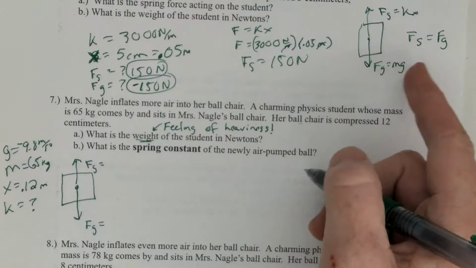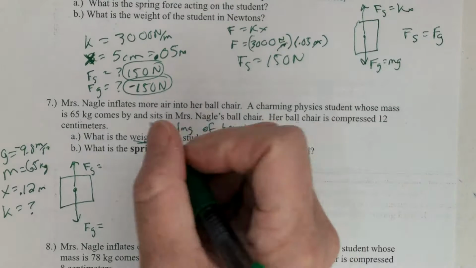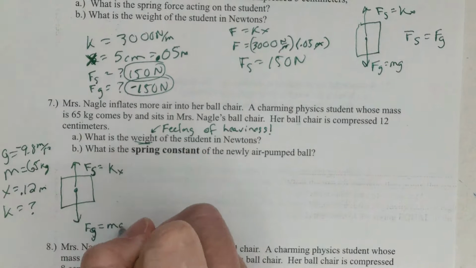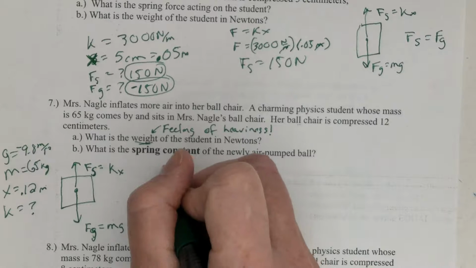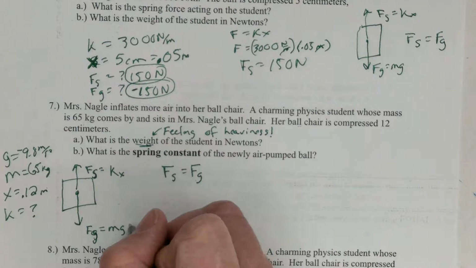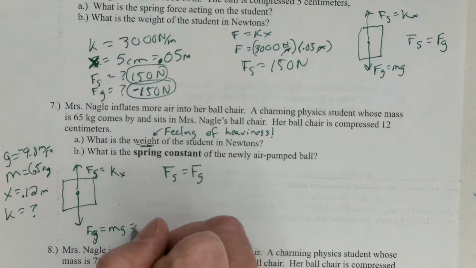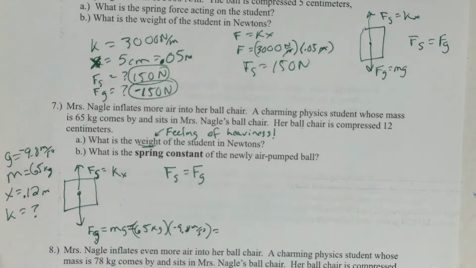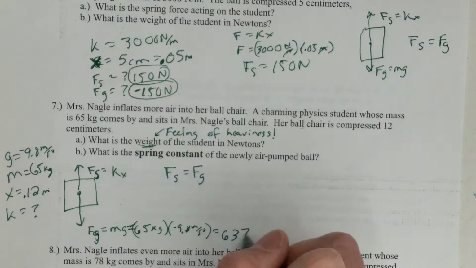Hopefully you've seen up here that the force of the spring is equal to the force of gravity. That's a G. So this is Kx and this is mg, and they're equal to each other. Let's do the force of gravity, or weight. That's 65 kilograms times negative 9.8 meters per second squared. Watch the double negative; that's just a directional thing. So 65 times 9.8 is 637 newtons.